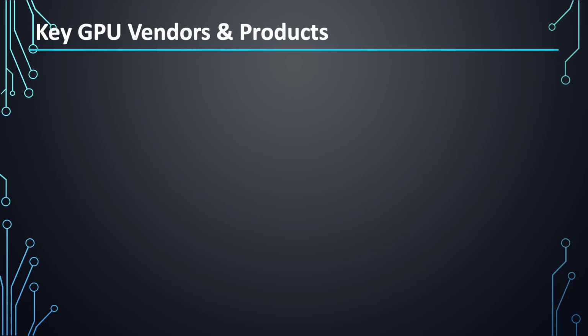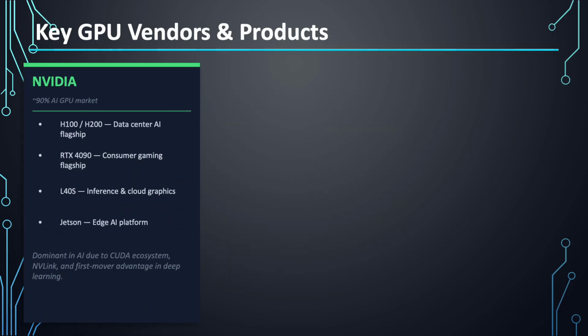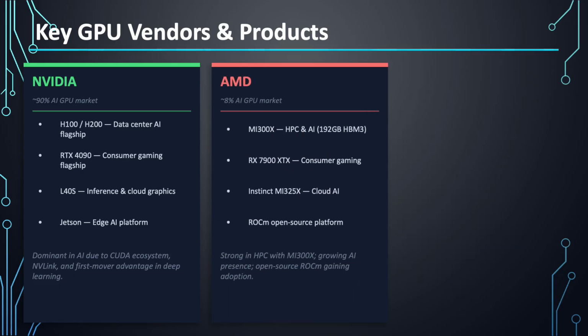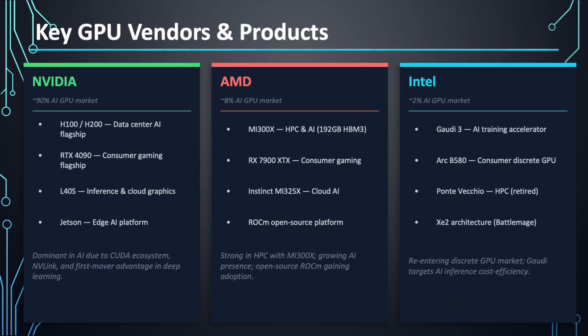The key players of GPUs are NVIDIA, dominant in AI due to the CUDA ecosystem, NVLink, and first mover advantage in deep learning. AMD, strong in HPC with growing AI presence, and open source ROCm gaining adoption. Intel, which is re-entering the discrete GPU market, where Gaudi targets AI inference cost efficiency.